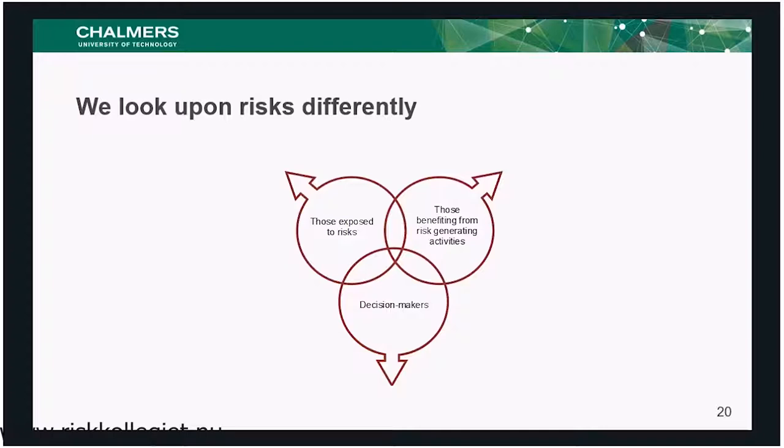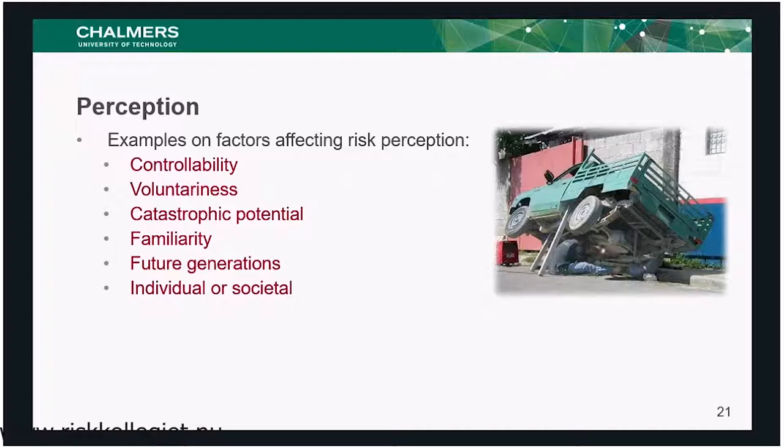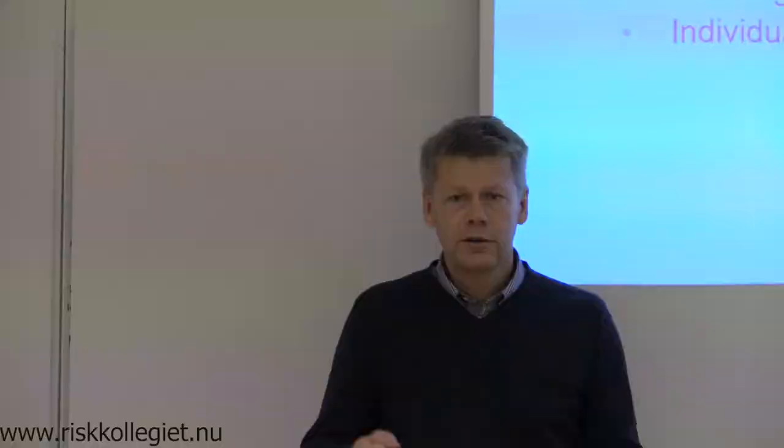But from an individual perspective, there are typically a number of different issues that are listed like these on how we perceive risk. For example, if we think we have control, like driving a car, we think that the risk is not that high. But if we don't have control, like flying an airplane, we think it would be much better if I was the pilot myself, because I could have control of the airplane.